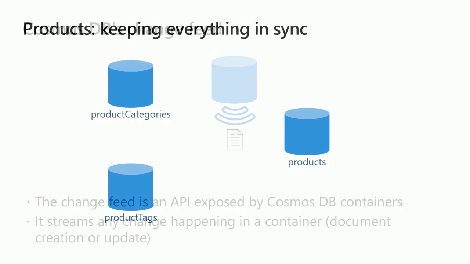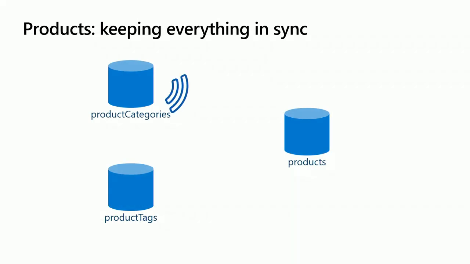So in our case, we are going to subscribe to the change feed of the categories. Every time there is an update of a category, we are going to trigger an Azure function that will receive the new category and then propagate the new name to the products. And obviously, we are going to do the exact same thing for the tags. Let's see that in action.